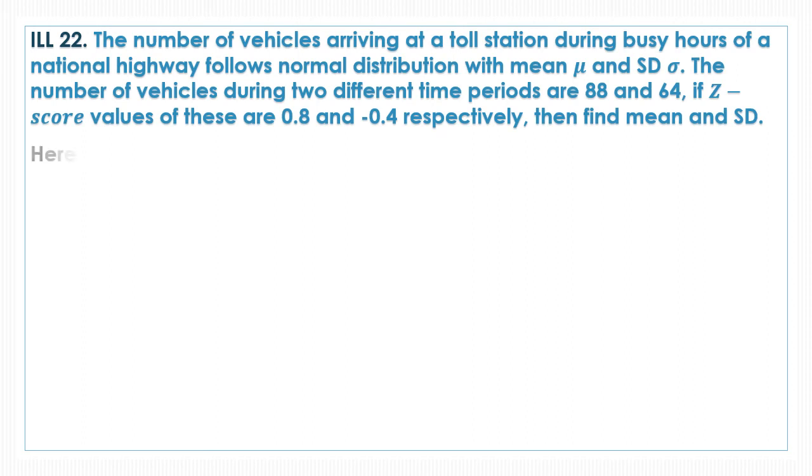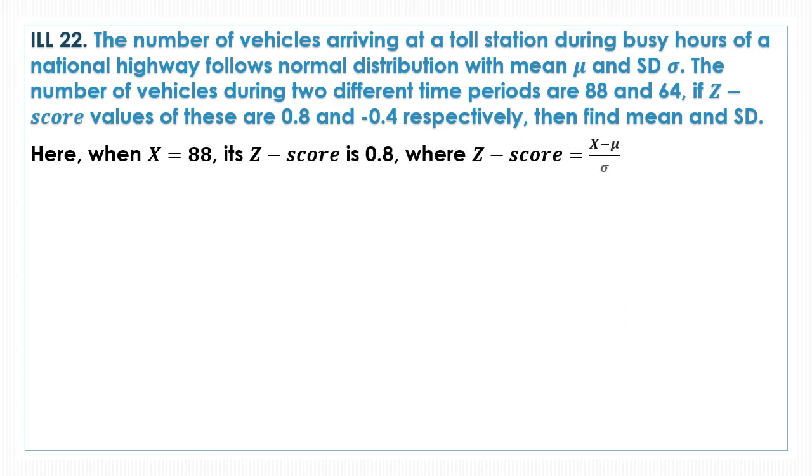Let's do it. Starting with here, when x is 88, the z-score value is 0.8. That means z-score is x minus mu upon sigma. Now this is something which you already know. So we can put these values there. Z-score is 0.8, x is 88 minus mu upon sigma. So let's just change the sides of this sigma and mu. It will become mu plus 0.8 sigma is equal to 88. Okay, so that's equation 1.